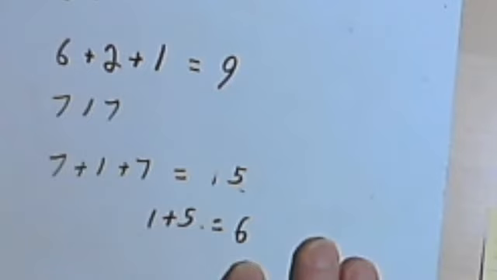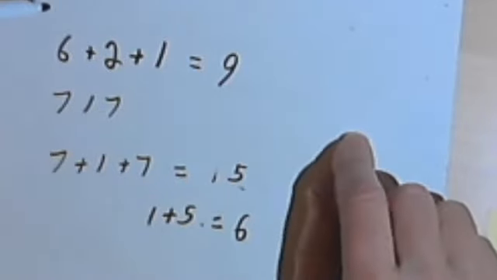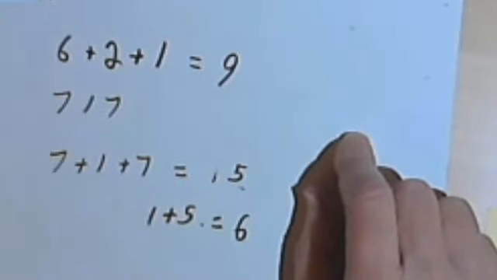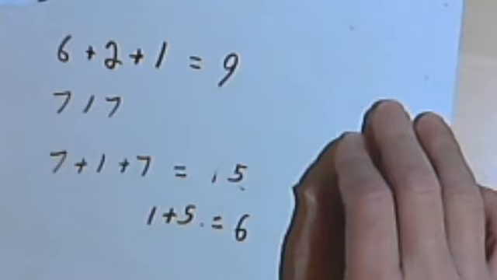Now on top of it, if the original number was even, then you know you could divide it by 2. Well, if you can divide a number by 2 and you can divide it by 3, then you can divide it by 6. So if you've got a number that you can divide by 3 and it's an even number, you can divide it by 6.